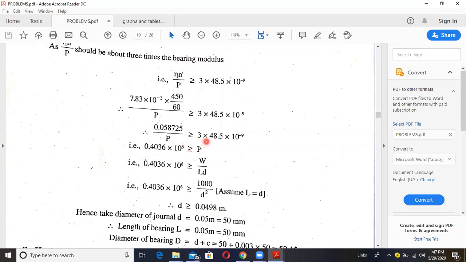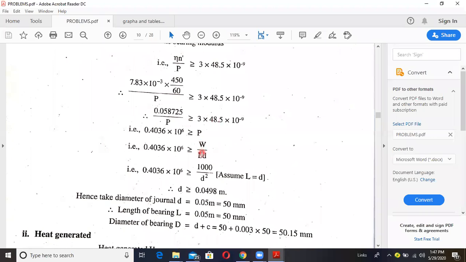Now we know the value of p; the formula is equal to W divided by L into D. Pressure is equal to load by area, load divided by L into D. Now the load is given in the question, but we don't know L and D. Therefore, we are assuming here length is equal to diameter. In the question, they have not given anything related to length and diameter, so we are assuming length is equal to D. Then we will get D square. Once you get D square, simplify.